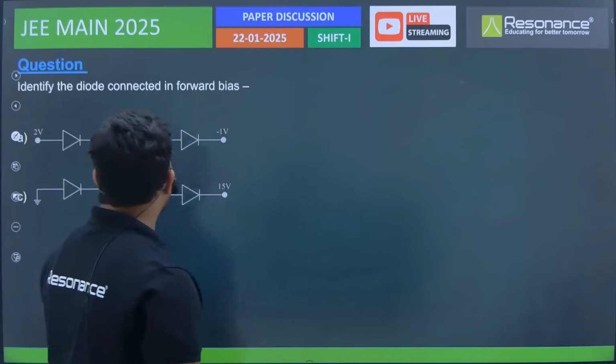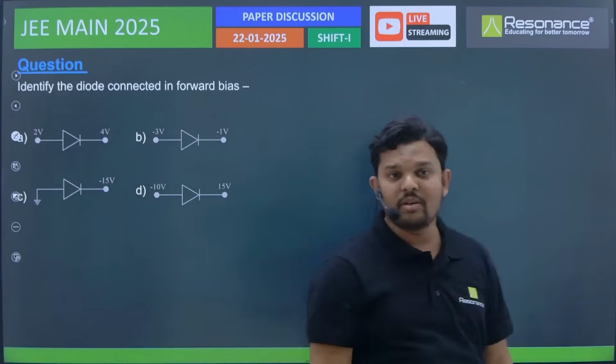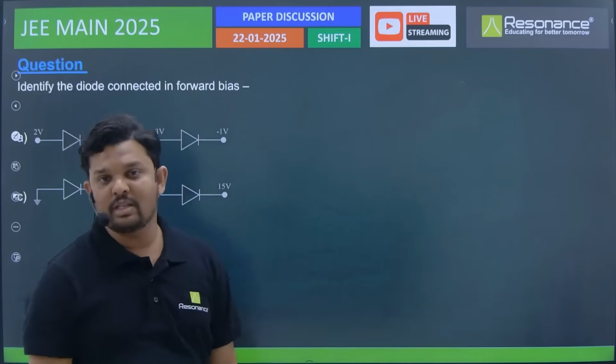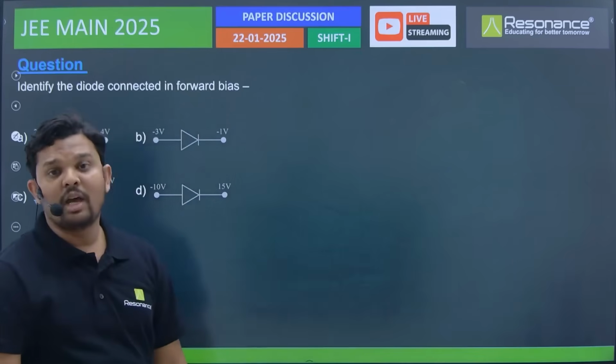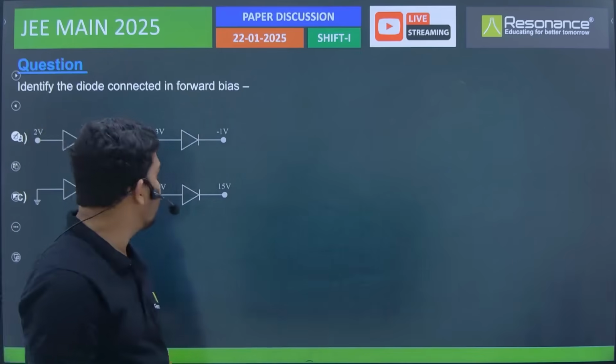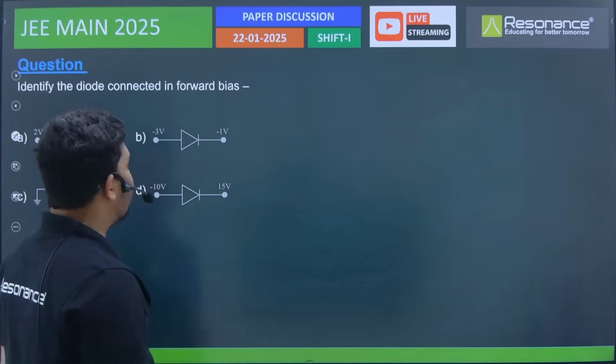Identify the diode connected in forward bias. This is a basic question. Whatever questions I have discussed so far, almost all of them have been discussed in our classroom, and are either the same or relatable from our Resonance material. Let's come back to the point. Identify the diode connected in forward bias.